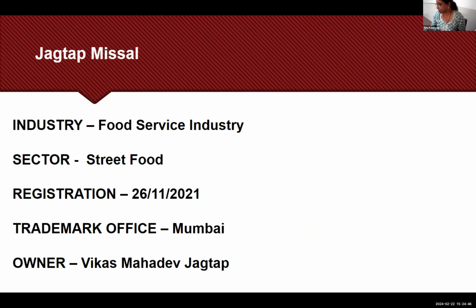His registration, which was done officially on 26/11/2021, trademark office is in Mumbai, and the owner's name, who is also the protagonist, is Vikas Mahadev Jagtap.